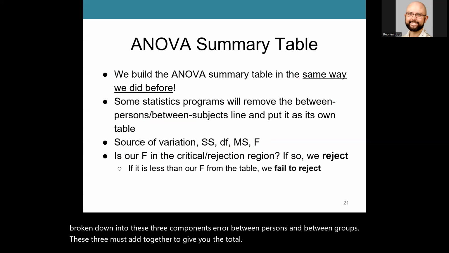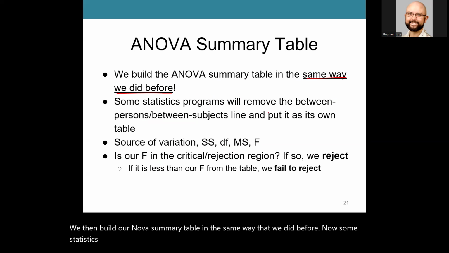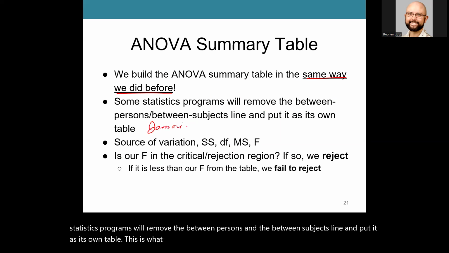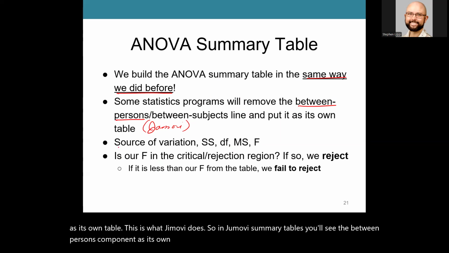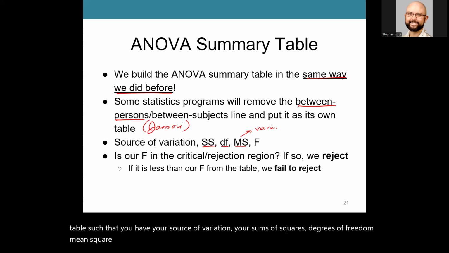We then build our ANOVA summary table in the same way that we did before. Now, some statistics programs will remove the between persons and the between subjects line and put it as its own table. This is what Jamovi does. So in Jamovi summary tables, you'll see the between persons component as its own smaller table. You're still going to organize your table such that you have your source of variation, your sums of squares, degrees of freedom, mean square, also referred to as variance, and then your F ratio.